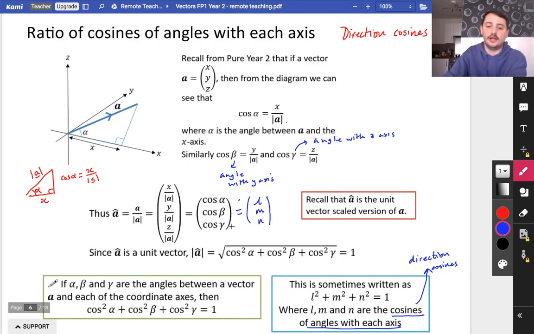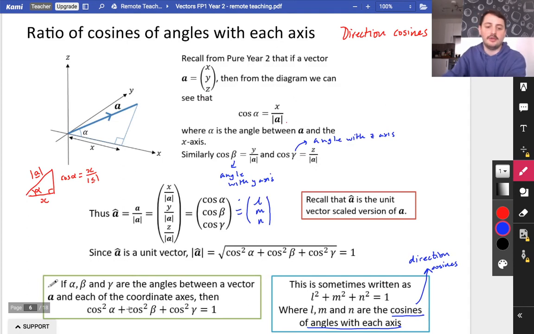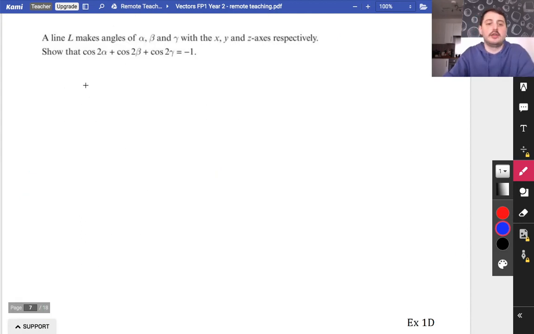Well, if these are the angles that it makes, alpha, beta, gamma, we know something special. We know this fact down here, and I'm not going to be able to do anything with this just yet, but I am going to be able to write this fact out, because it's true: cos squared alpha plus cos squared beta plus cos squared gamma is equal to 1. We now need to think, how can we go from this to this?